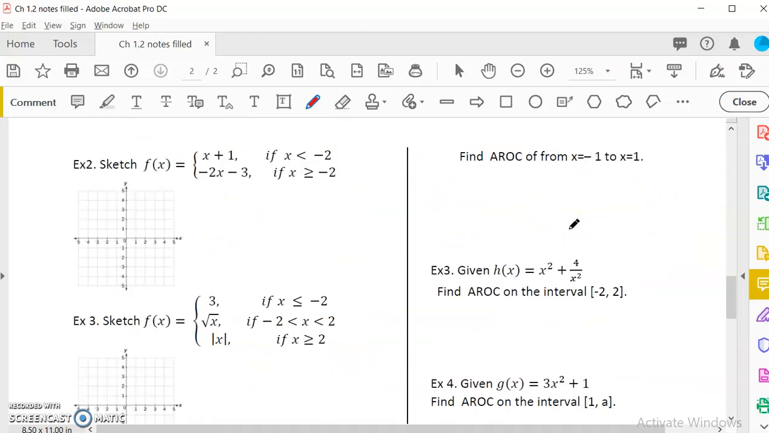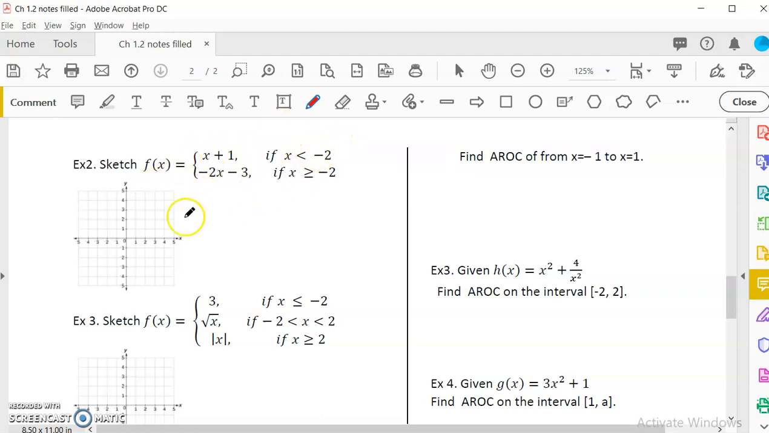The second set of questions would be, they give you a piecewise function with two formulas, and then we want to sketch it. So not defining, but sketching it. Now both of these, x plus 1 and -2x minus 3, are linear functions, right? They're lines. So we have mx plus b, so we have the y-intercept and the slope. So it's very easy to do.